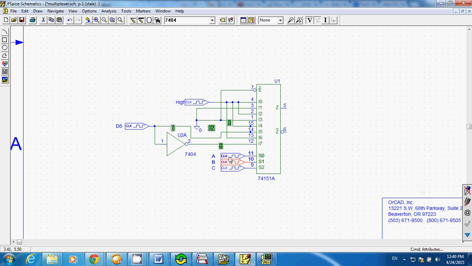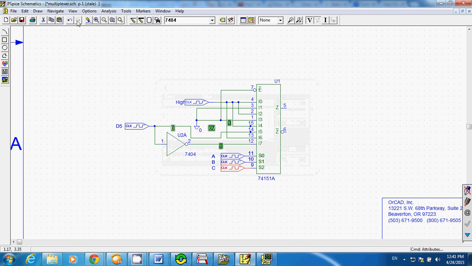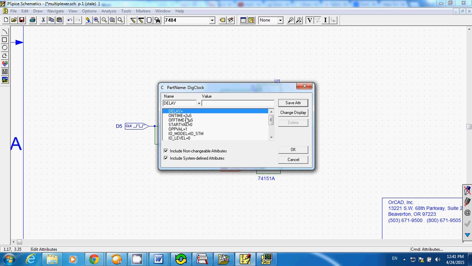For the period of A to be 1, right? For B, I would have the period to be 2. That's why I have on time here 1 microsecond, and off time here to be 1 microsecond, or the period to be 2 microsecond. And for C, definitely I'm going to increase the period to be 4 microsecond. You break it out to be on time 2 microsecond, and off time to be 2 microsecond.